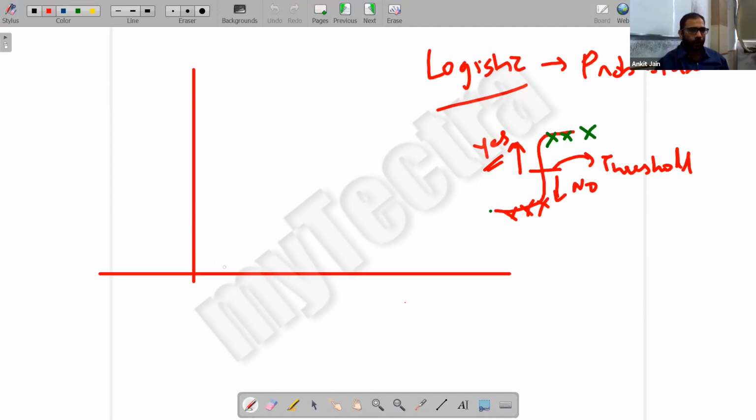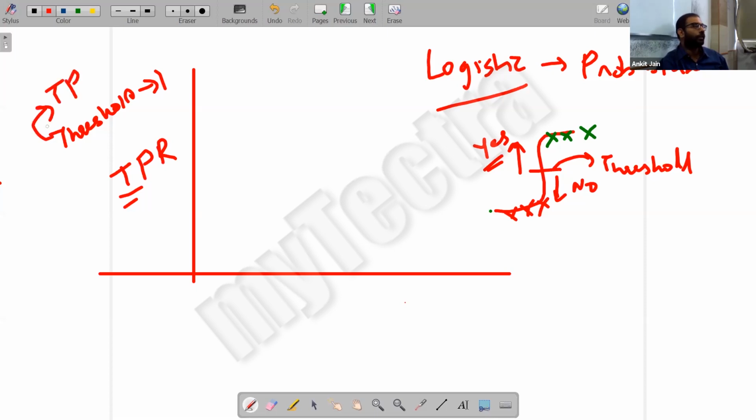So let me ask you one question now. If threshold is 1, how many true positives will there be? If the threshold is 1, how many true positives will you get? I'm saying threshold is 0.1. Everything will be predicted yes. So your true positive will be 0 here.